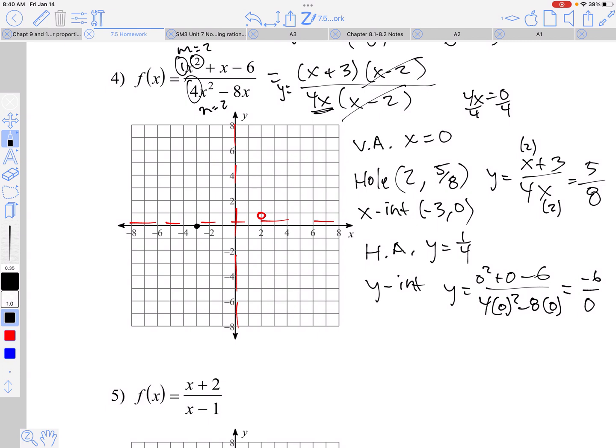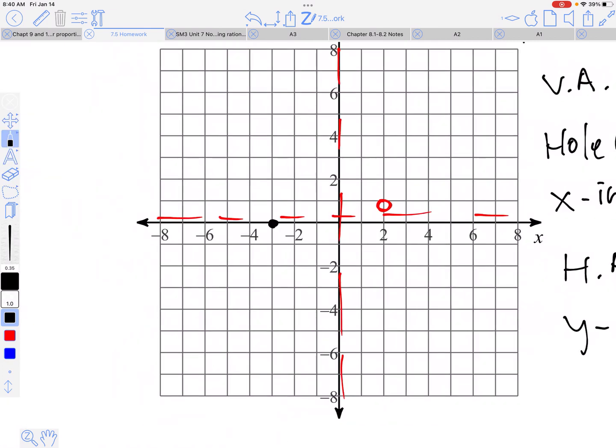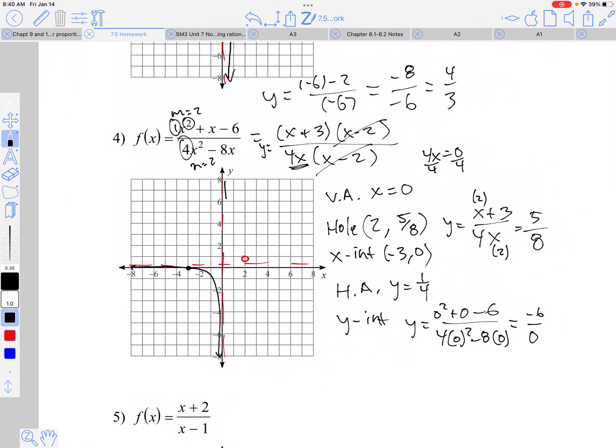So on the left, in deciding where to sketch, because the x-intercept is underneath, I know that it follows that asymptote and comes down. I know that it's on the bottom. And because of the hole, I know that this follows the asymptotes above and over, and we're done. It was so great.